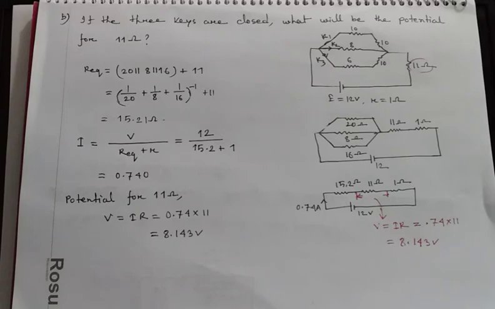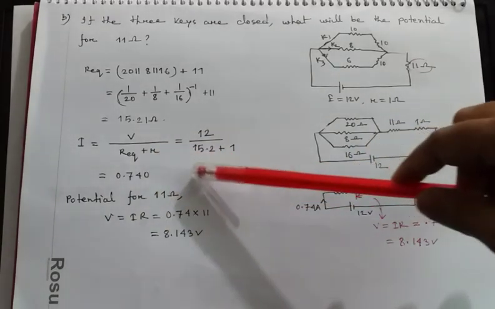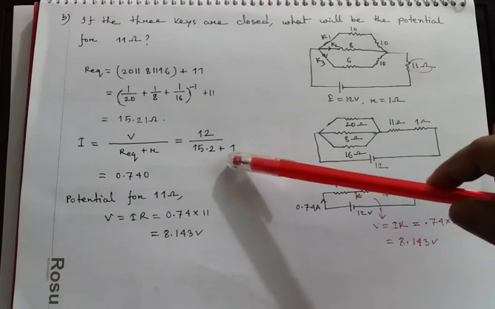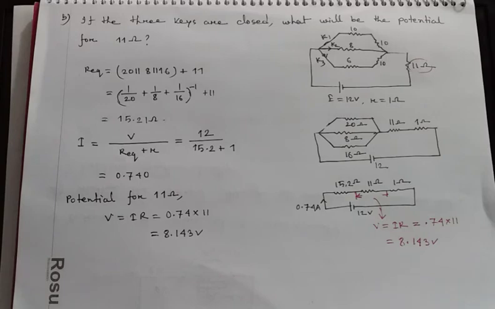and we will get the resistance 15.21 ohm. And then if we try to measure the current over here, the equation is from Ohm's law, I equals V divided by R, and we are adding small r over here, that means the internal resistance we are counting: 12 divided by 15.2 plus 1. You can add the internal resistance in calculating the equivalent resistance. This is your choice. So we will get the total current I equals 0.74 amps.